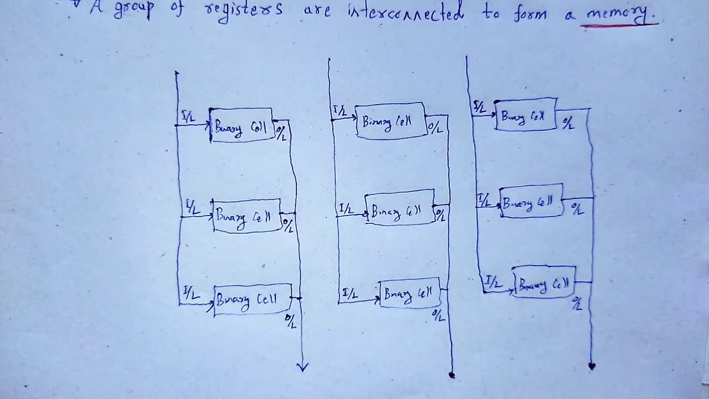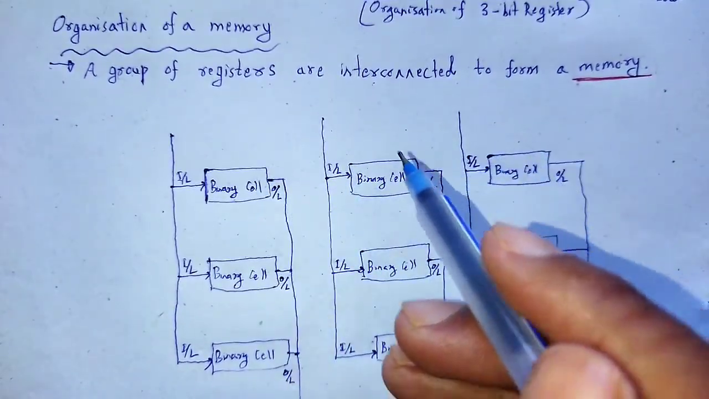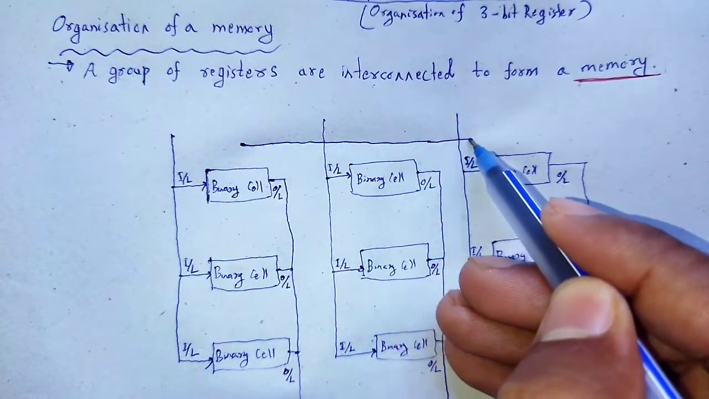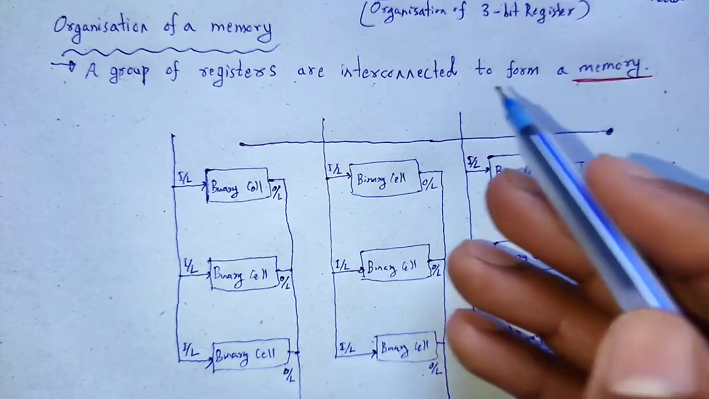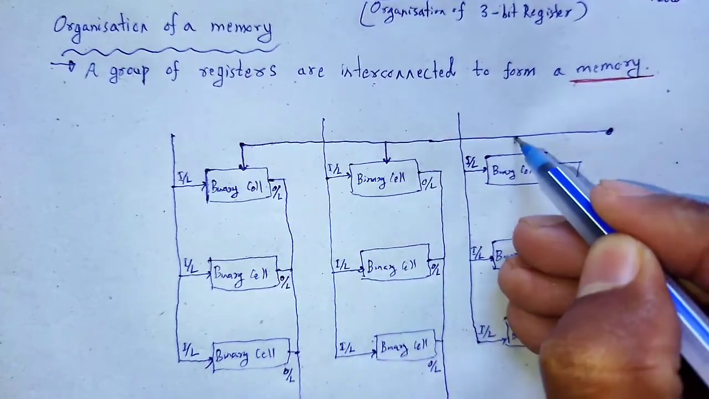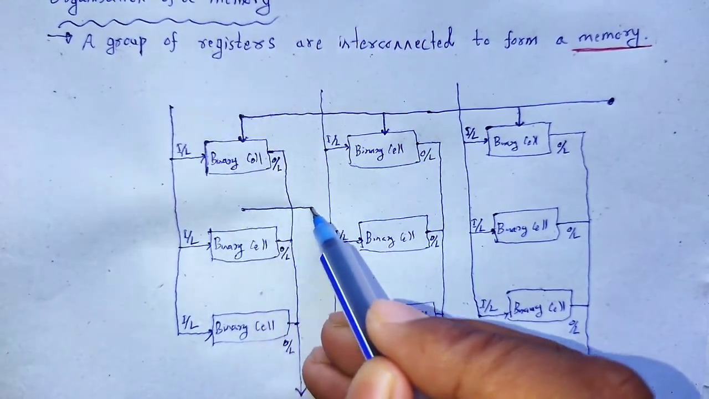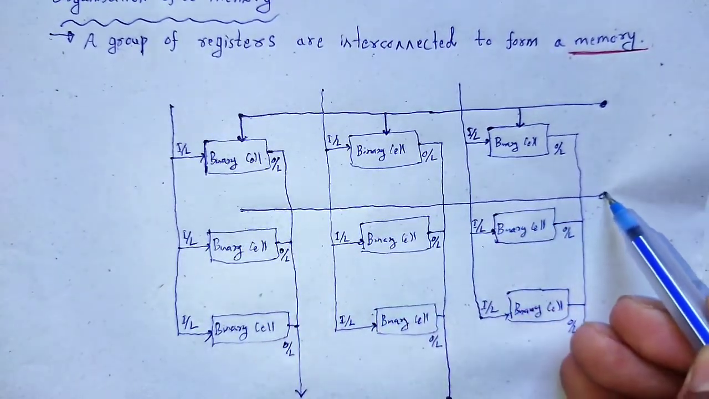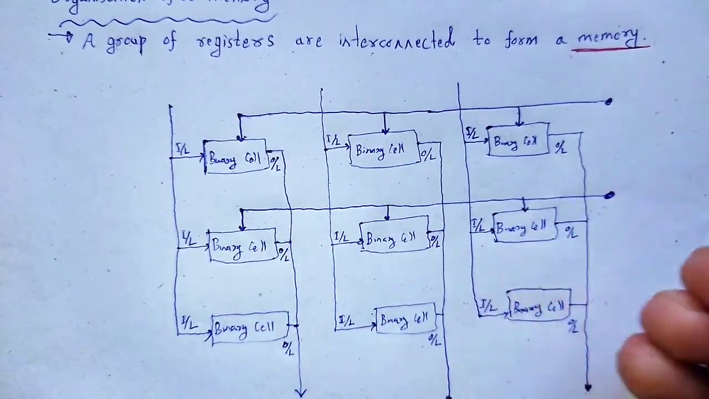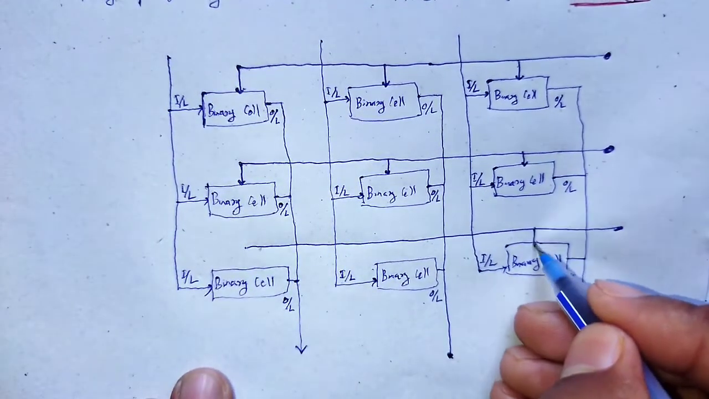Read lines and write lines. Taking the write lines, this is write line, write line, write line. Here the write line, write line, write line, write line. Next, that is the write line.